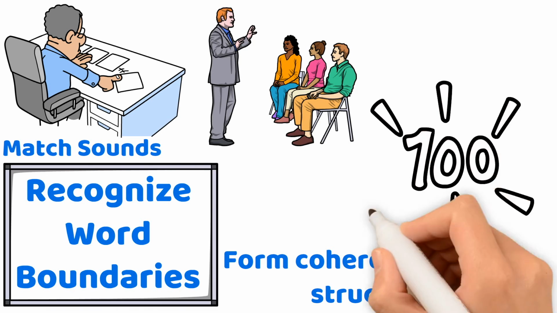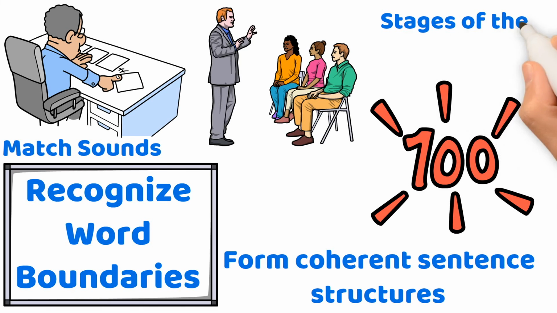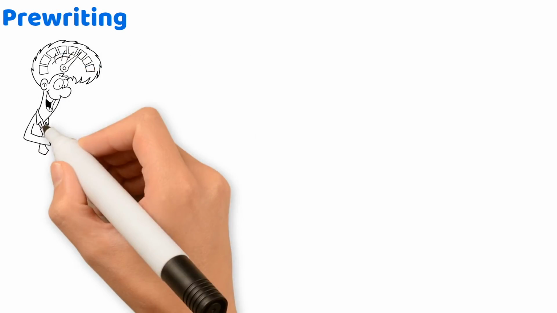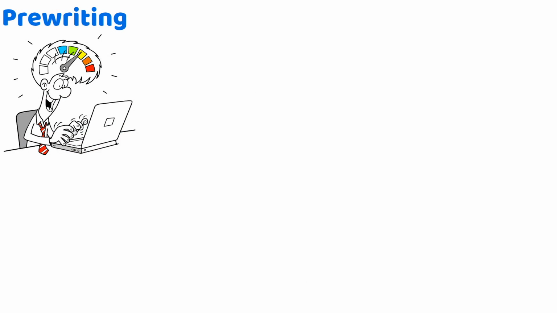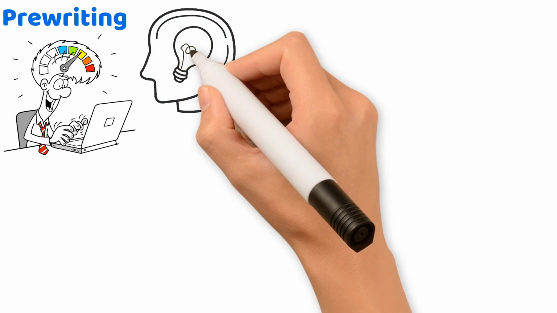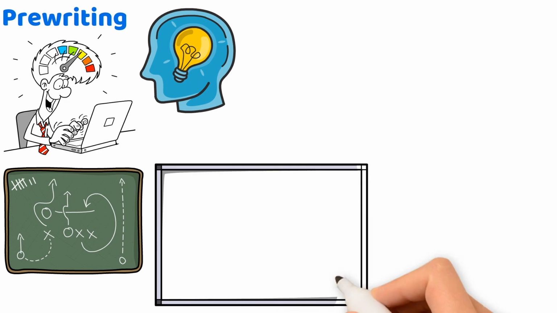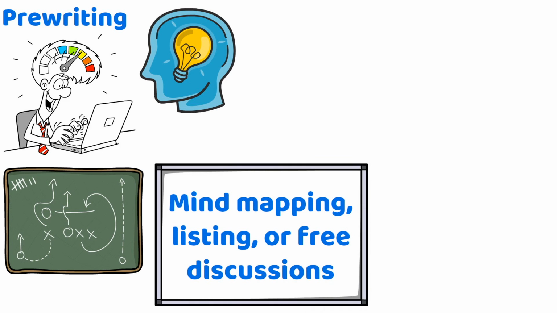Now, let's help you get 100% prepared for test day by covering the stages of the writing process. To do so, we'll start with pre-writing. This is the brainstorming stage where all writing begins. Here, writers gather ideas and start to form an outline in their minds. Encourage techniques like mind mapping, listing, or free discussions.